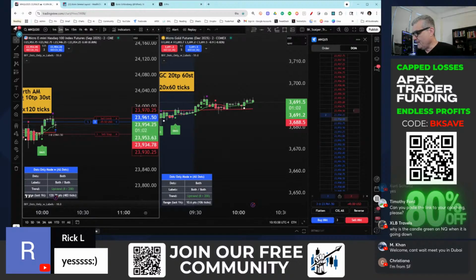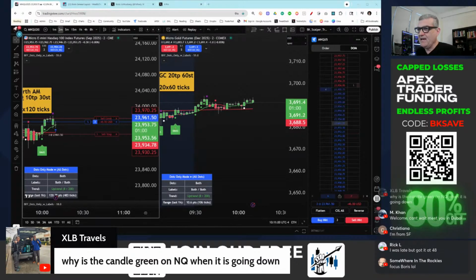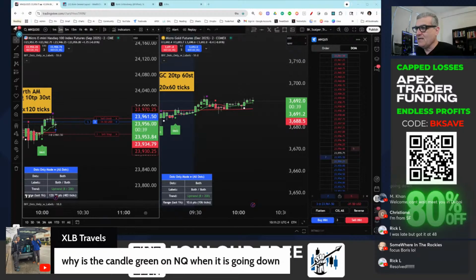The candle is green on NQ because it's above the moving average. It overpaints the candle from what it's actually doing to what it actually means. That's part of the indicator. It's designed to keep you from being persuaded that it's a sell-off. It's not a sell-off until it's below the moving average. That's how we define green and red candles. It's a feature, not a bug, of this particular indicator.